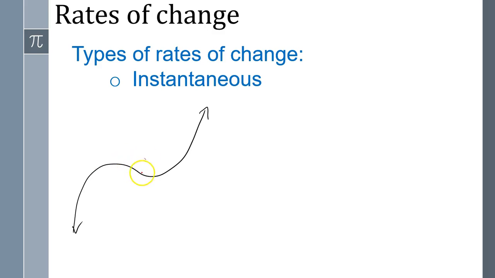Down here, we're decreasing, flat, increasing. So we've seen a little bit of gradient. Now, what we looked at on the last slide was an average rate of change between those 2 points. With instantaneous, we want to find out what the rate of change is right there. How fast is it growing at that specific point? How fast is it decaying at that specific point?